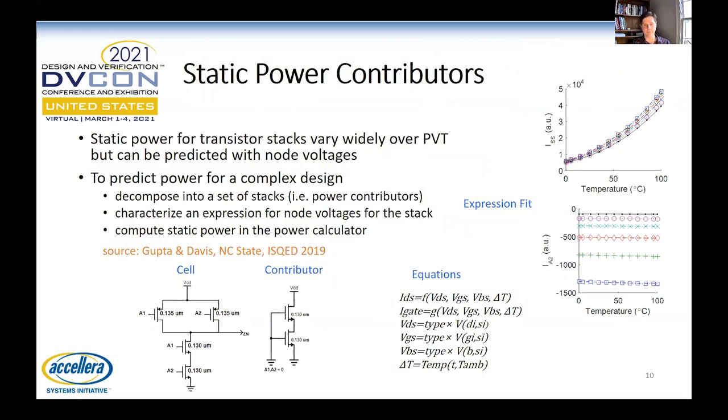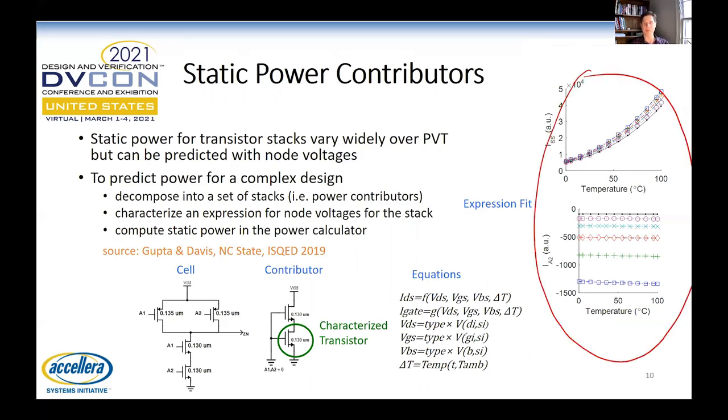Now, leakage current varies quite a lot over the range of process voltage and temperature, but it can be predicted with node voltages, which don't vary that much. So if I want to accurately predict the power for a complex design, I have to decompose it into cells and decompose those cells into a set of transistor stacks or contributors, and then pick a transistor in that stack, and then characterize expressions for that transistor's node voltages. Once I have those expressions, I can predict the current for any PVT point very quickly by using the same SPICE models that were used to characterize the cell.